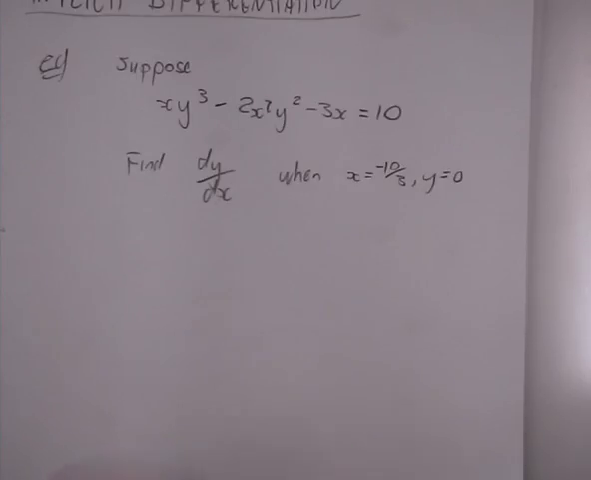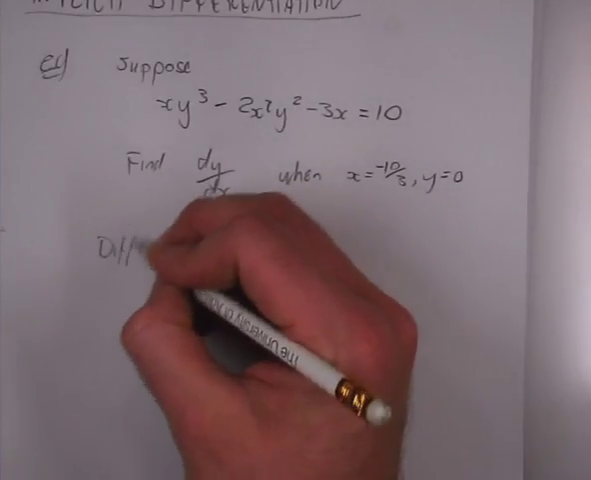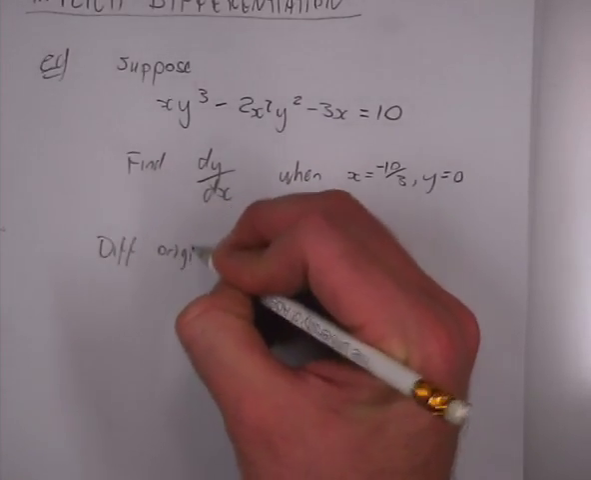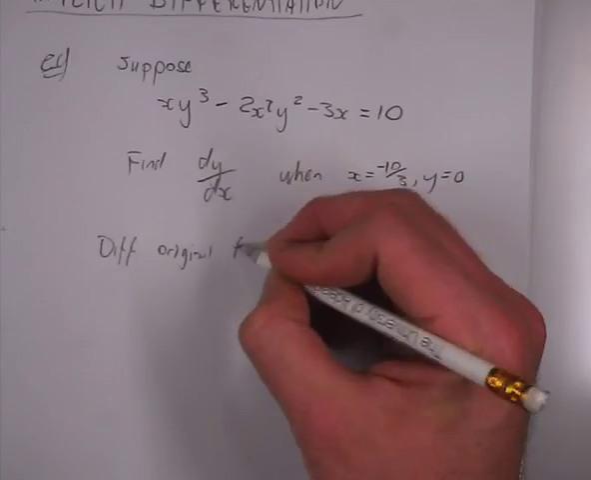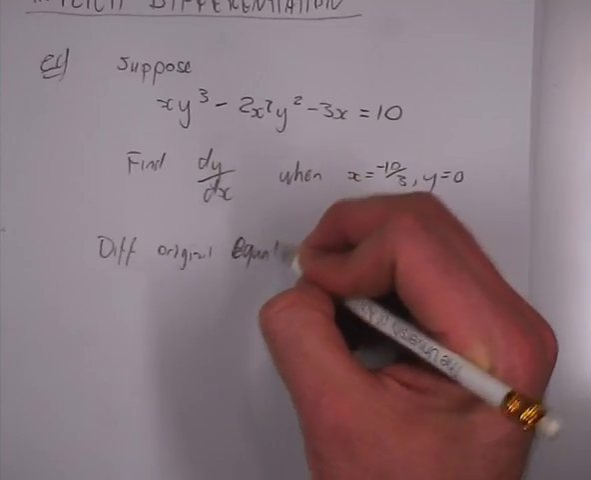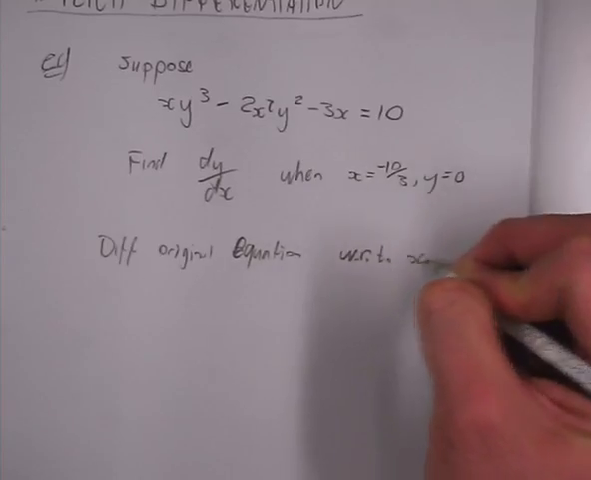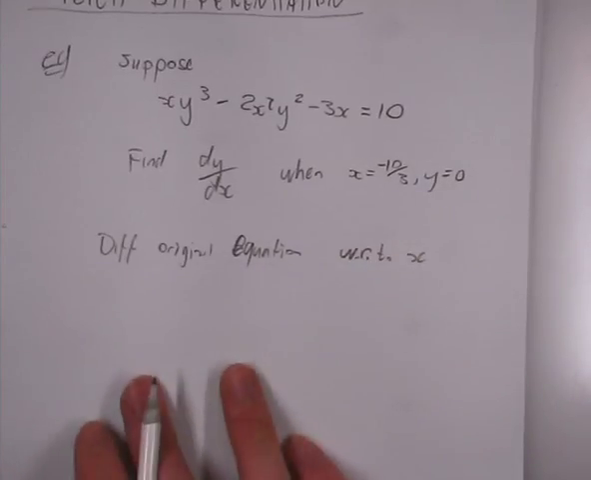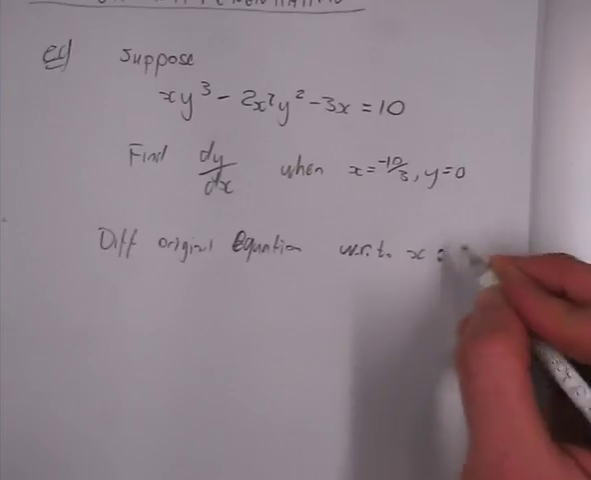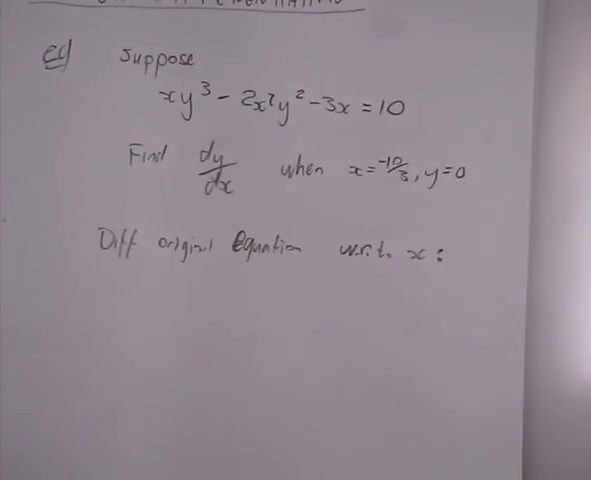So, all right, differentiate the original equation with respect to x. That's what we're going to do. So we're going to have to use the product rule and the chain rule.